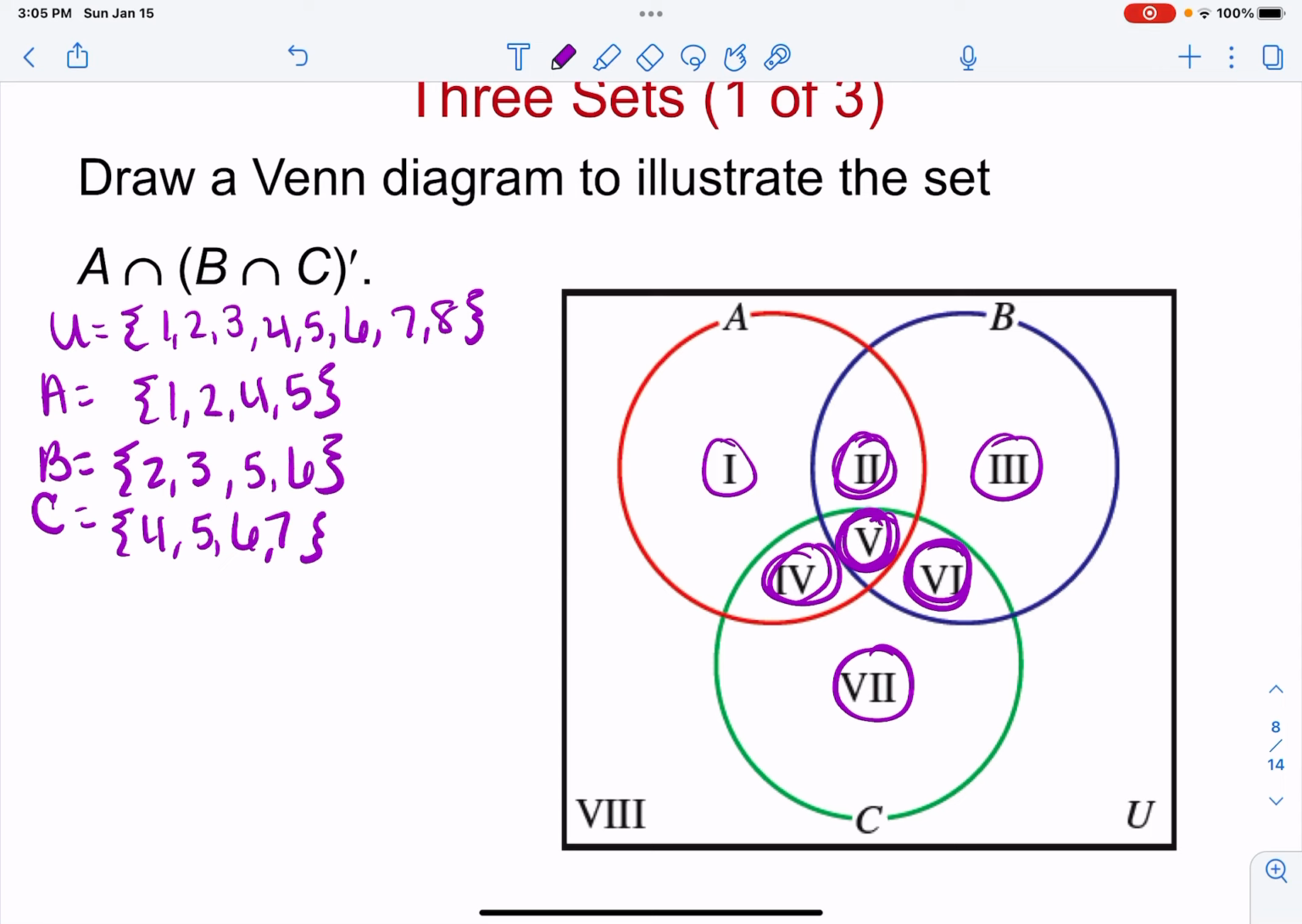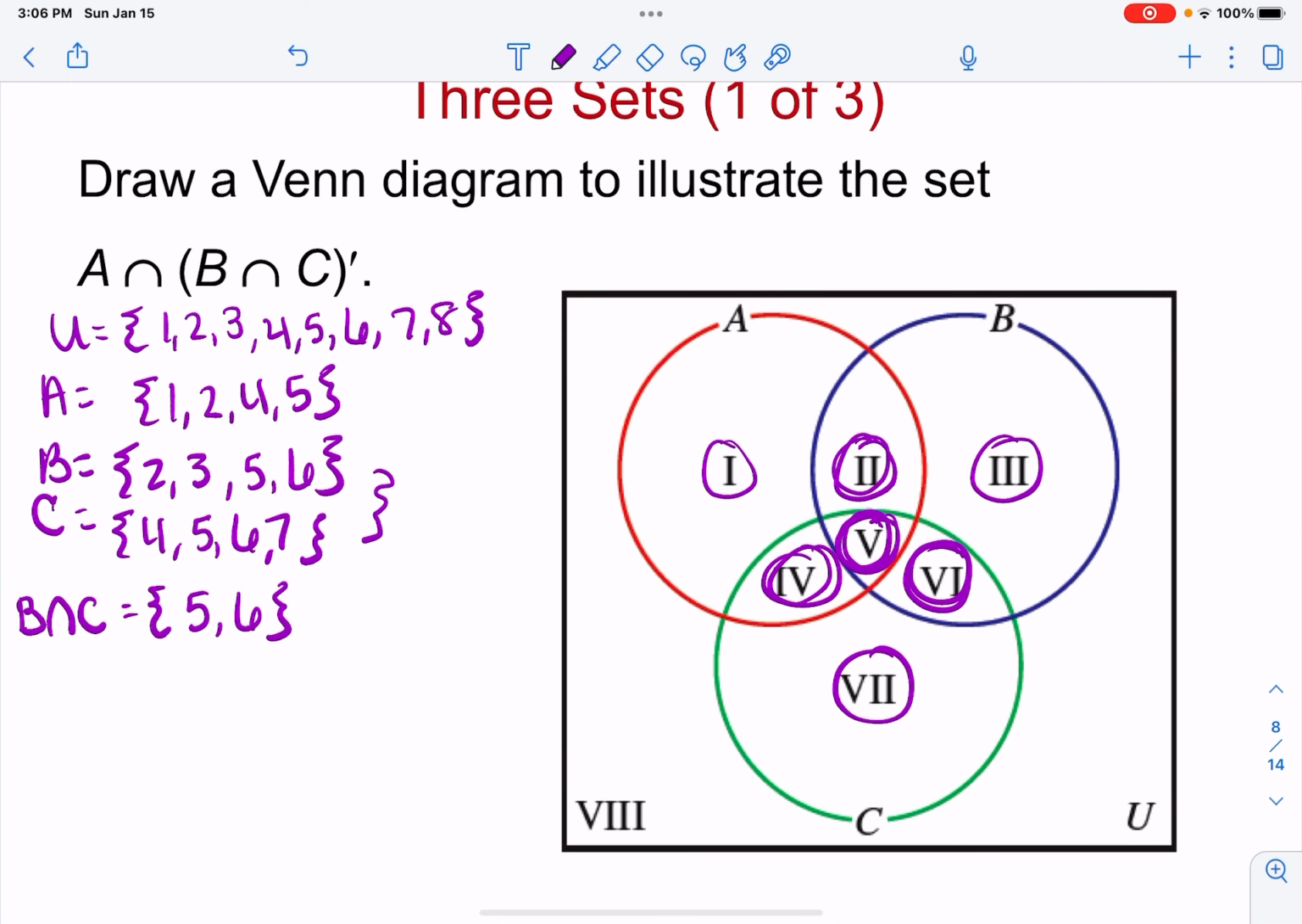Okay, so remember, you always do your parentheses first, so you're going to do the intersection between B and C first, and then you get to do the not of it. So B and C, what do they have in common? They have in common 5 and 6.